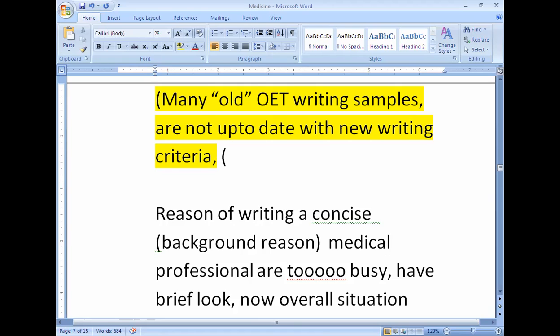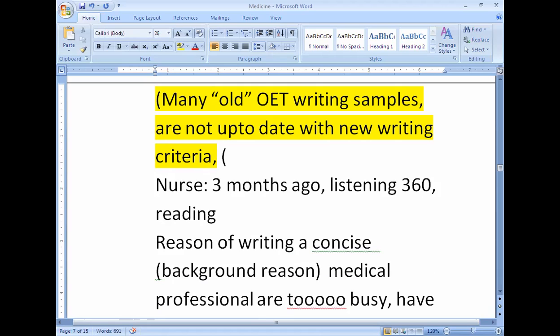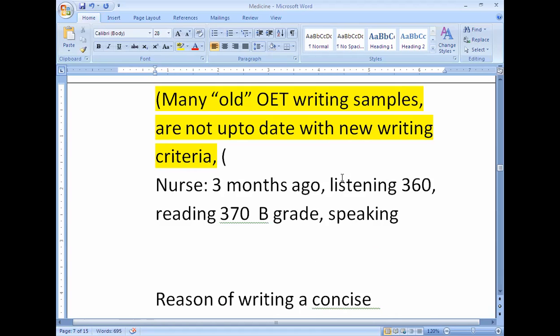Just one important thing. My student was a nurse. She took the exam 3 or 4 months ago. In listening she got like 360 or 370, which means a clear B grade, and in reading she also got like 360, 370, so B grade. She passed speaking also, and she failed writing.